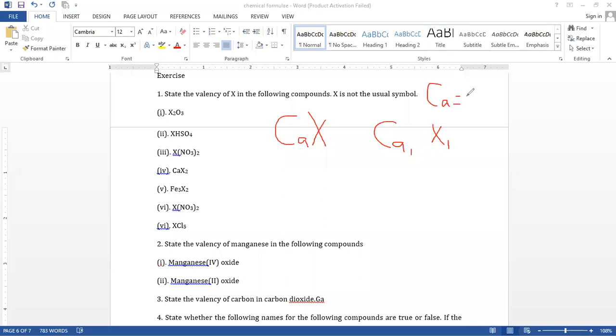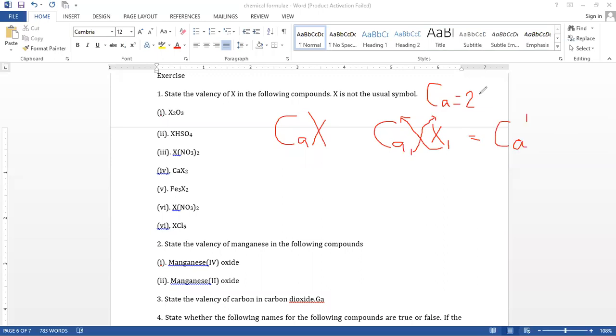Let someone unmute. Valency 2? Perfect, 2. So this shows that from the formula, 1 comes here, then the other one comes here. And this one will give us Ca, calcium with a 1, and X with a 1.